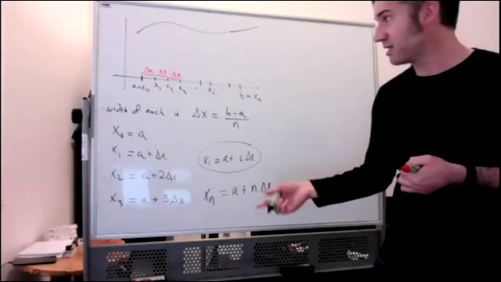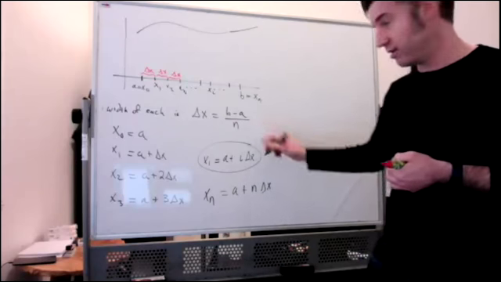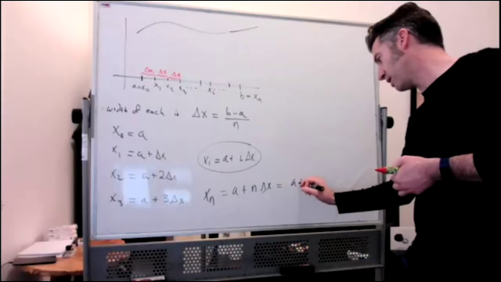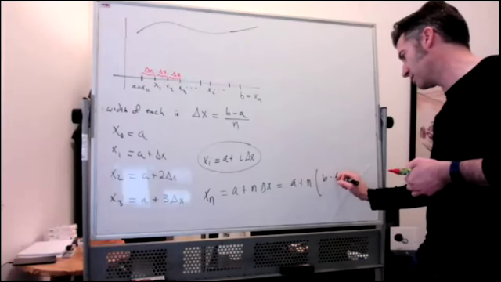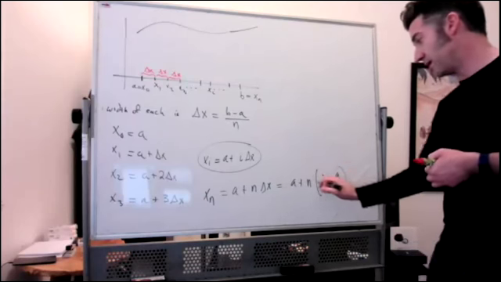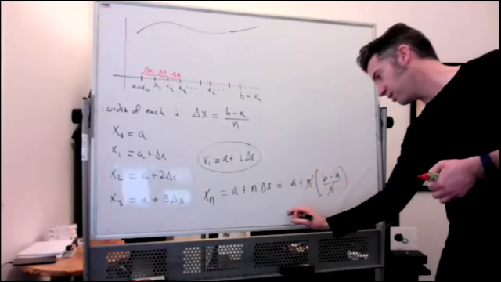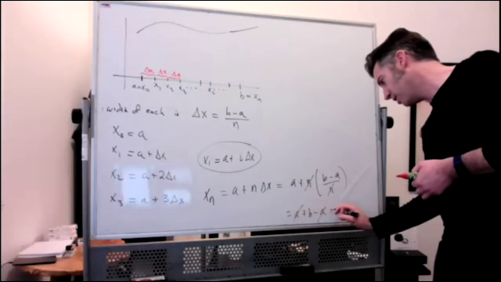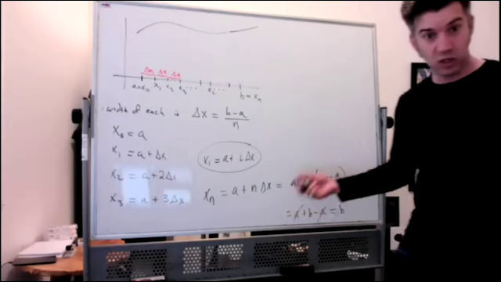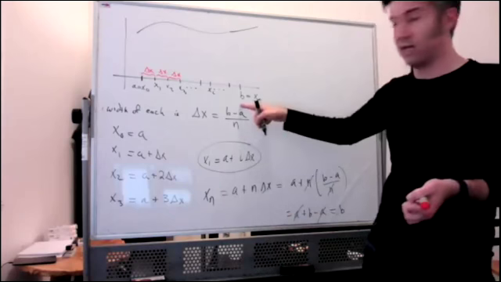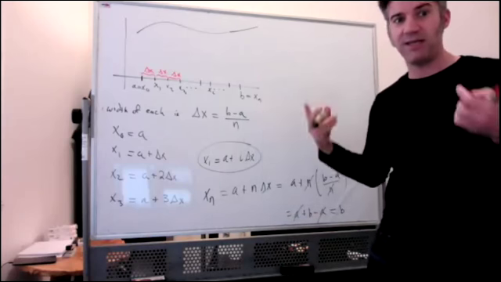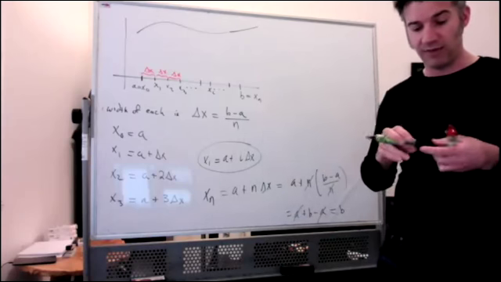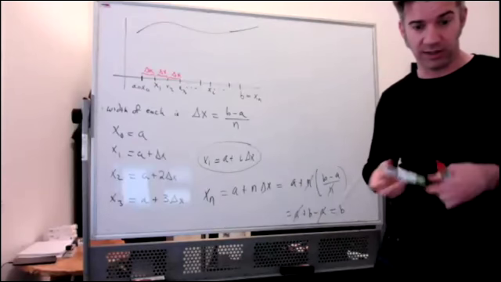But delta x is b minus a over n. So this is a plus n times b minus a over n. The n's cancel, and you get a plus b minus a, and the a's cancel, and you get b, which is what it should be, because x sub n is what b is equal to. So I feel like that's a nice check to see if things are actually correctly set up.